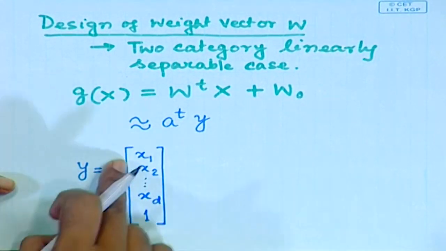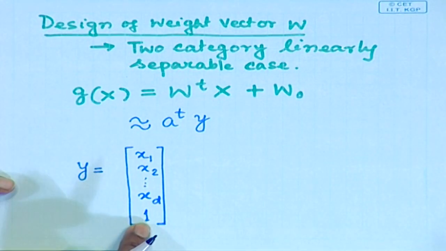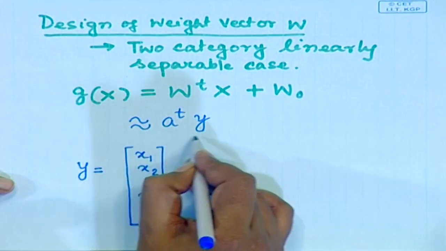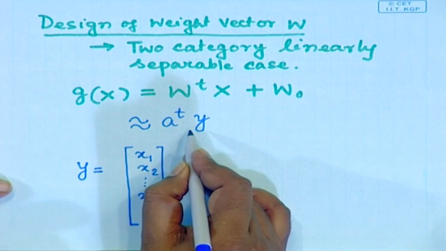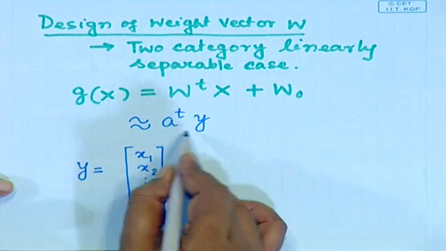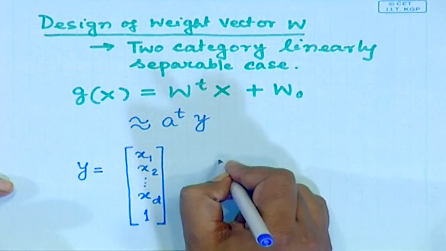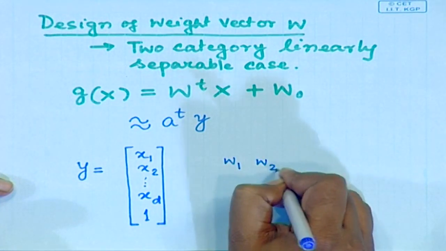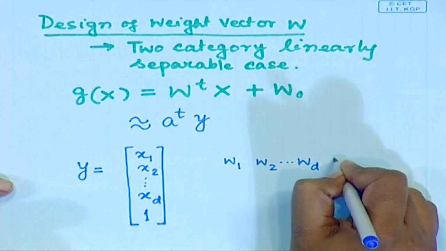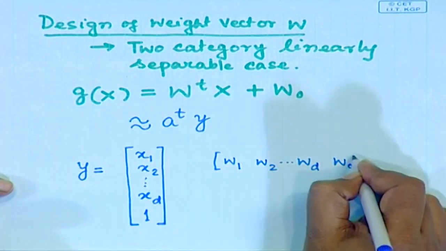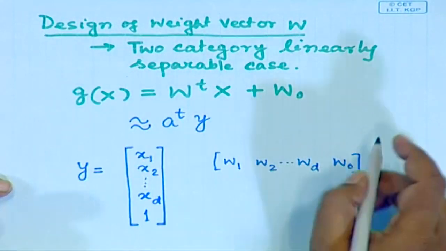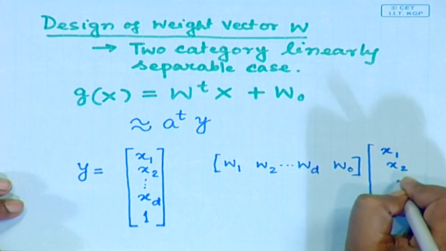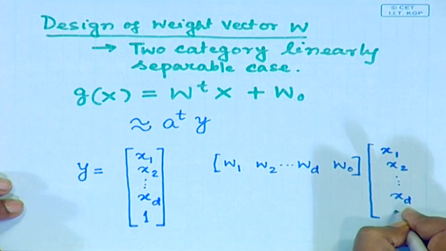So, if I do that for every x, if I augment 1 to give me an augmented feature vector y, then I can write this expression in a homogeneous form as A transpose y. Simply because what is this A transpose y? A transpose y is nothing but W 1, W 2 up to W d, W naught. This is a row vector because I have to take the transpose, multiplied by the column vector x 1, x 2 up to x d, then 1.